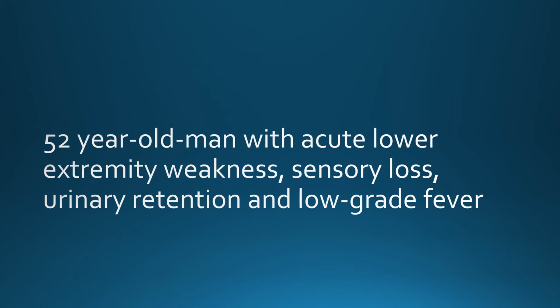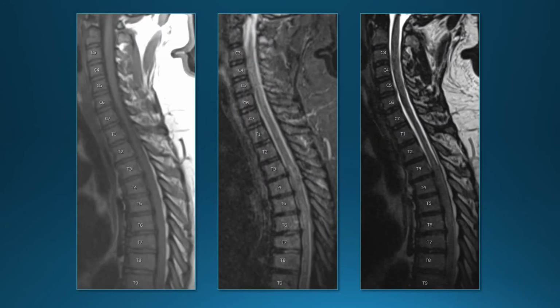A 52-year-old man, acute lower extremity weakness, sensory loss, urinary retention, and low-grade fever. Another good history for infection. He came in and had our typical rule-out cord compression study. These were images from the cord compression study. On the right, these are T2 images, and you can see in the cervical spine a normal subarachnoid space, anterior and posterior to the spinal cord.